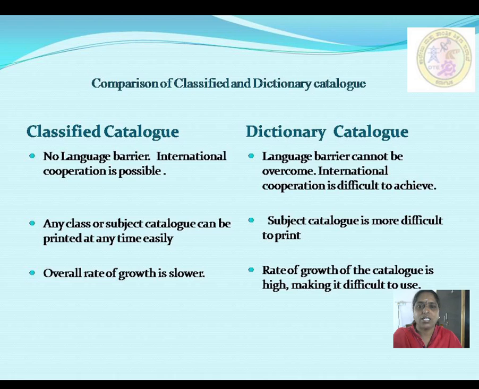The multilingual problem does not arise here if you are using a scheme of classification which has multilingual indexes, like UDC, Universal Decimal Classification. So international cooperation can be achieved in the classified catalog. But in the dictionary catalog, language barrier cannot be overcome.